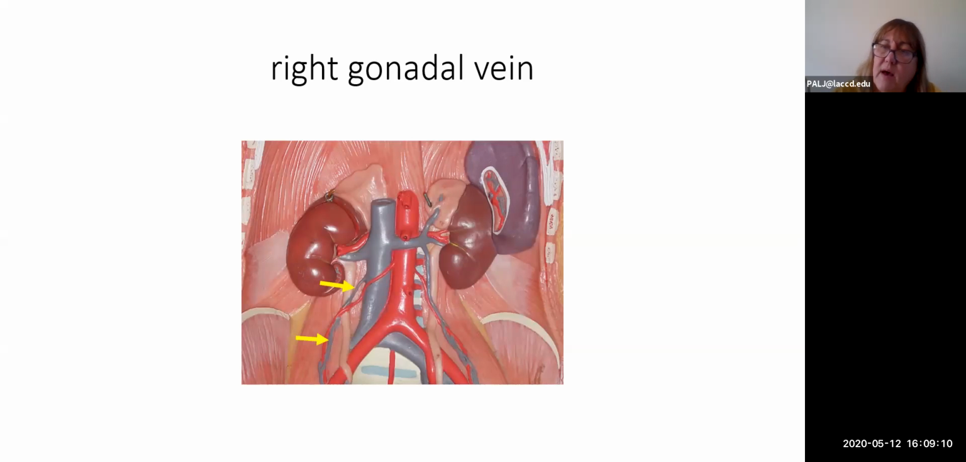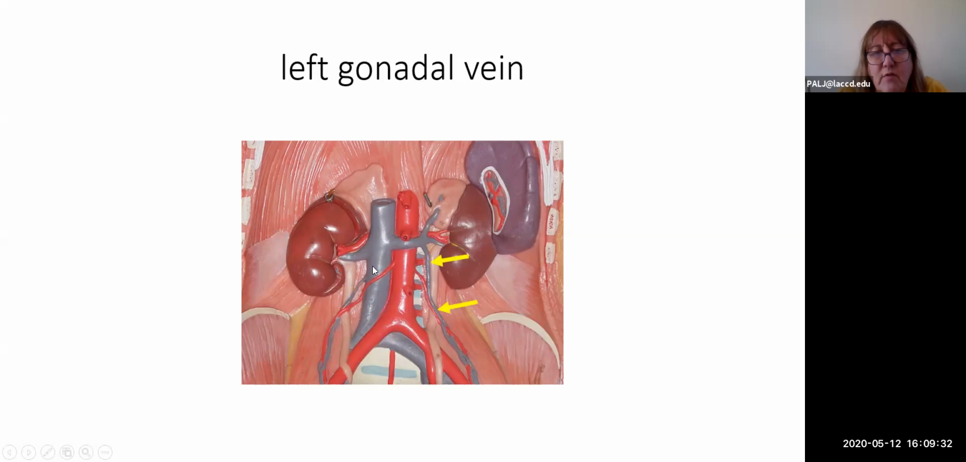Then let's talk about the gonadal veins. So they'll be called testicular veins or ovarian veins. On the right side, and remember the arteries went like an upside down V. So on the right side, we still have the upside down half of a V, and you clearly can see that that right gonadal vein is draining into the inferior vena cava.